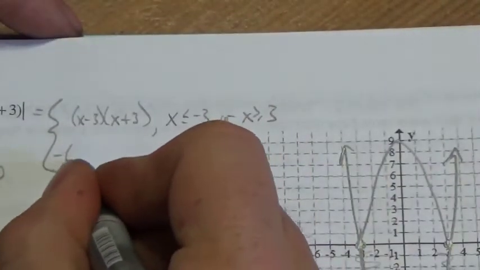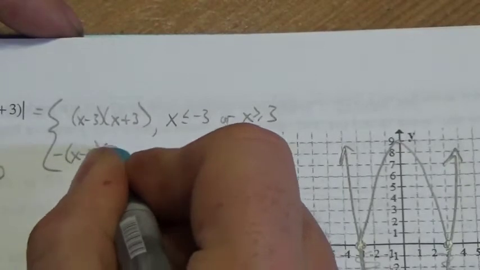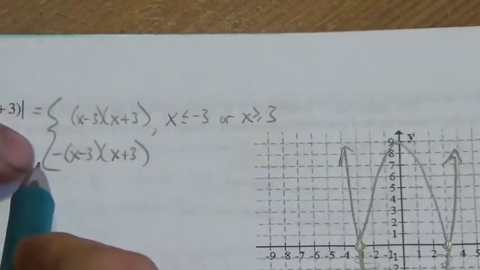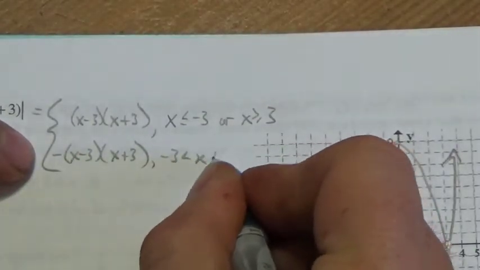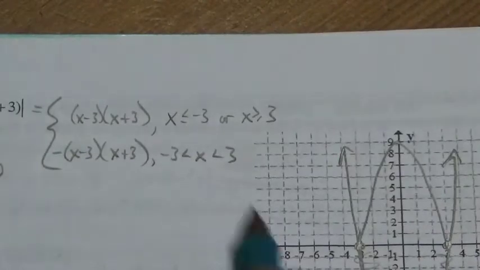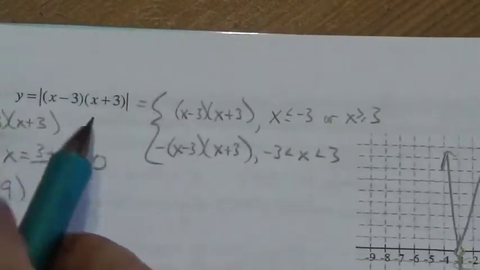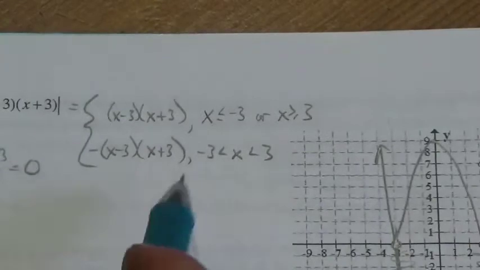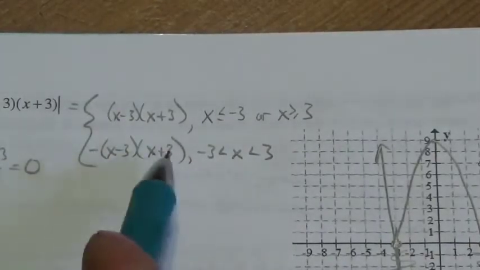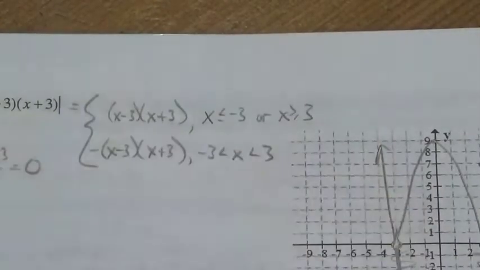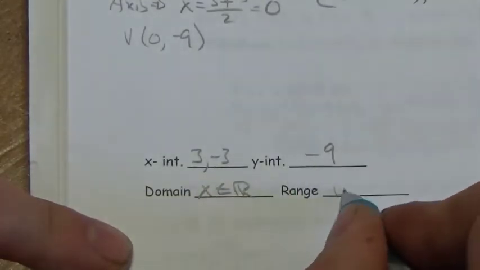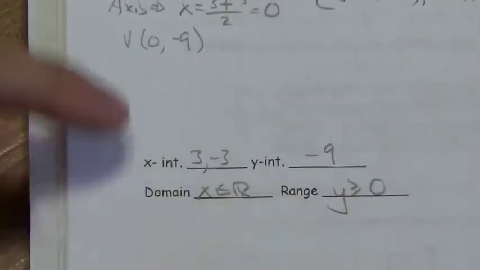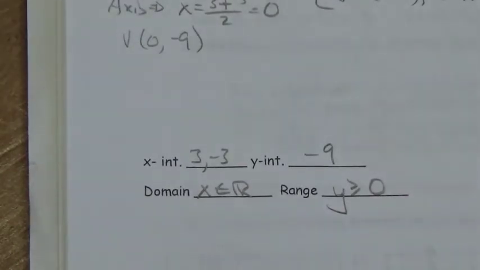The part that changed was the part that was in between. So I'm going to throw a negative there, and that negative is going to apply when x is in between negative 3 and positive 3. Now, because the original function did not have those multiplied together, I'm not going to multiply those together. So I'm not going to worry about distributing the negative through. I'm going to leave it like that. Okay. My domain here is going to be x is an element of the reals. And just like it was previously, y is greater than or equal to 0. That's going to form my range.